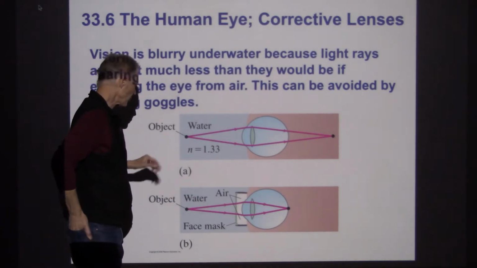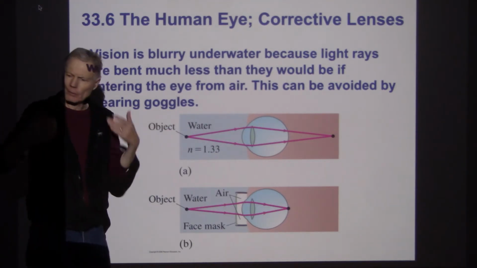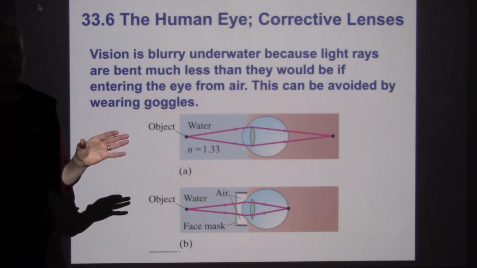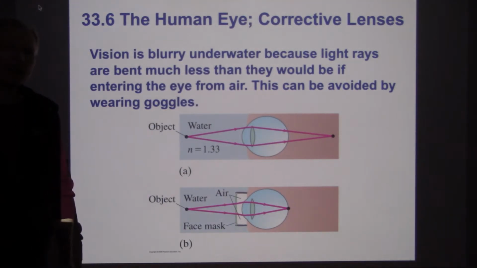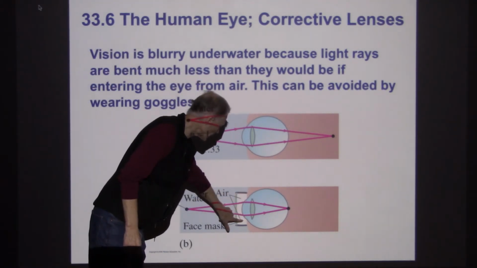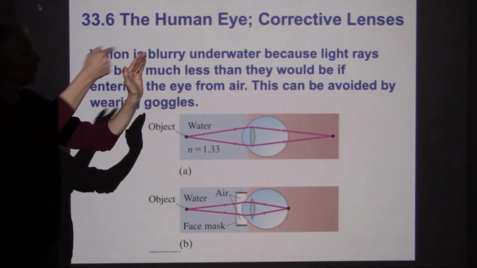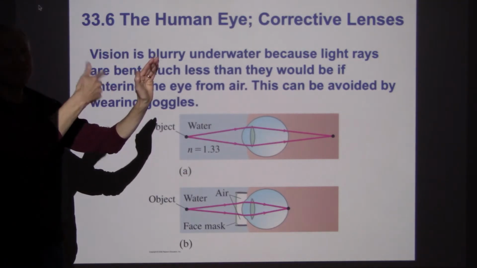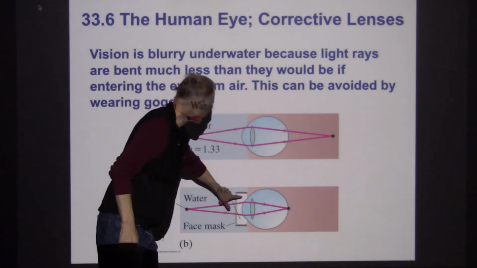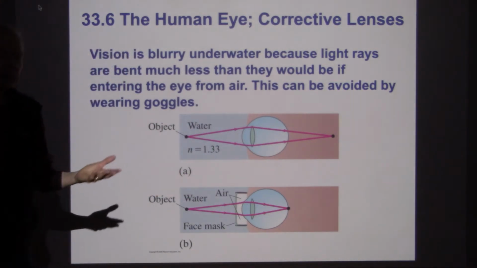Now, what's remarkable is that if you wear goggles, the vision becomes sharp. How is that possible? That seems kind of miraculous. Is it like corrective lenses? It's not like corrective lenses. What the goggles are doing is reestablishing an air-cornea boundary. So now at the cornea we have n equals index of refraction 1.00 outside the cornea, and now we're getting the converging effect of the cornea restored. So now we can focus.